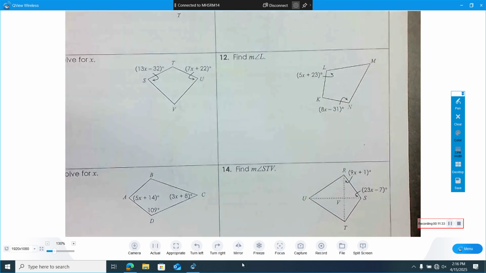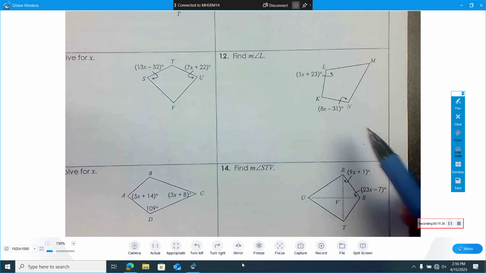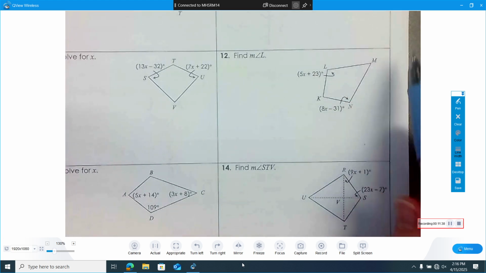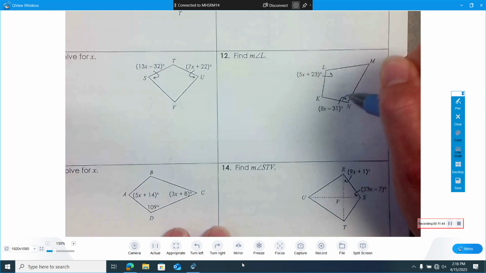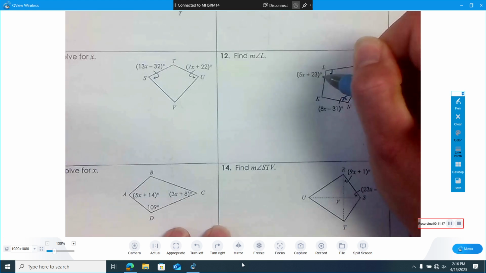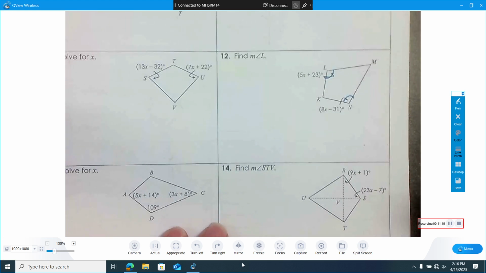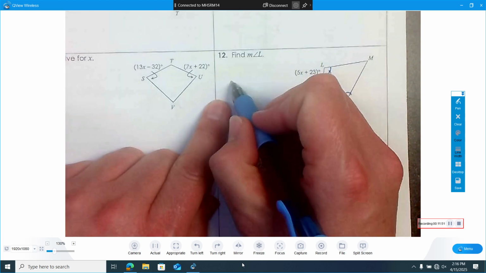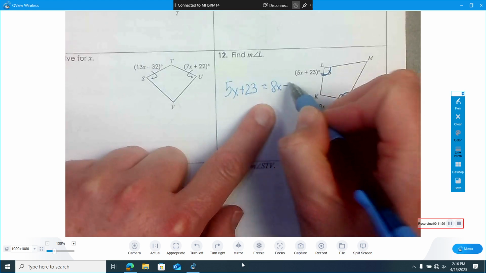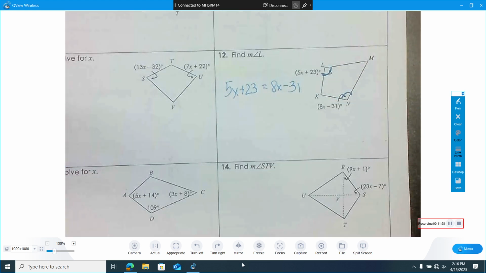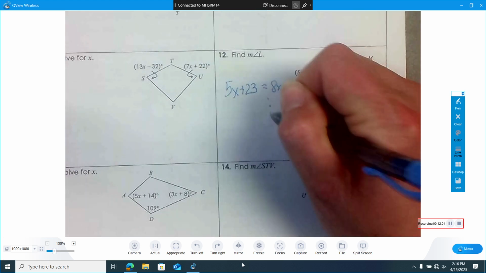Starting with number 12. Number 12, tell me about this kite. What's interesting? They're congruent. Angle N is congruent to angle L, which means, what's my equation going to be? 5x plus 23 is equal to, those angles are congruent, 8x minus 31. Great, you could go from there, I'm sure.